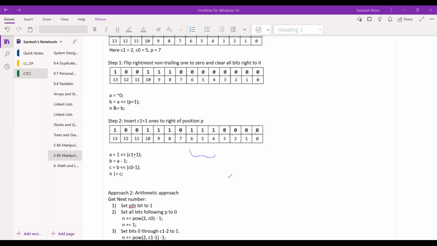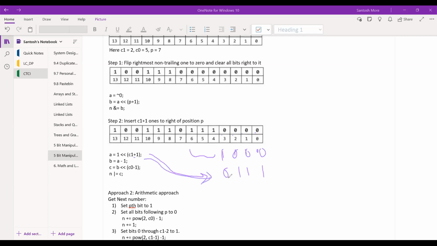Okay, so we have C1, which is 2 plus 1, 3. So these are the 3 bits. Okay, and then I'm shifting by 1. So it will come over here, right? 0, 1, 2 and 3, right? So this my 1 will be set here. Okay, and then I subtract 1 from here, so I will get 0, 1, 1, 1, right? So that is what it means here, A minus 1.